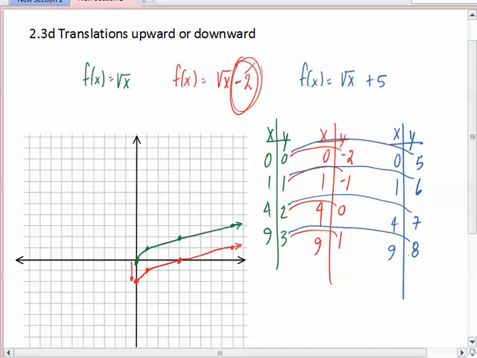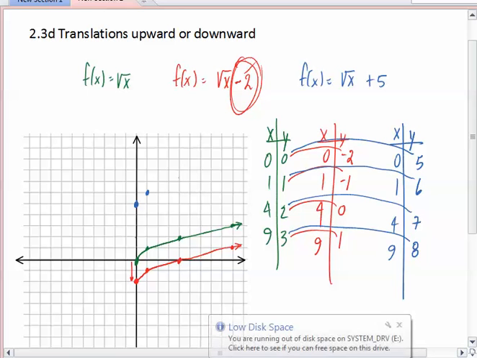Here we go. We're going to go over 0 up 5. 1, 2, 3, 4, 5. There's my beginning of my square root function. Over 1 up 6. Basically, over 4 up 7. We're going to go there. And over 9 up 8. There that is. So this looks like this.